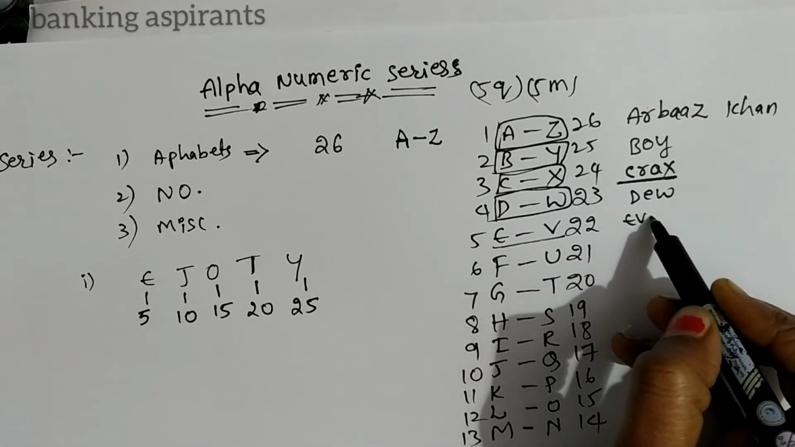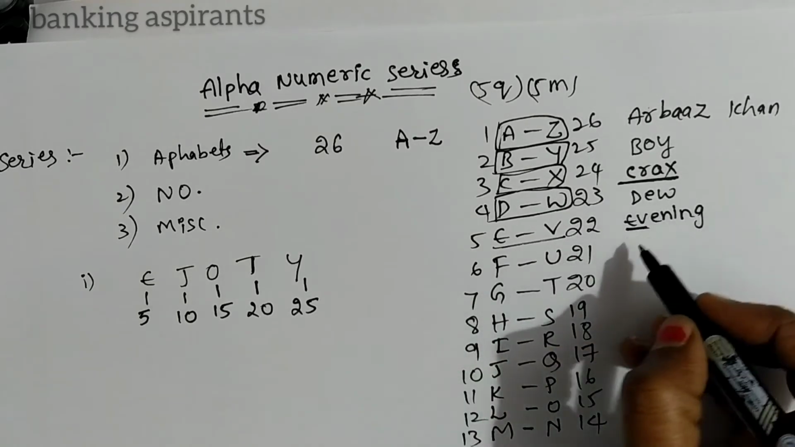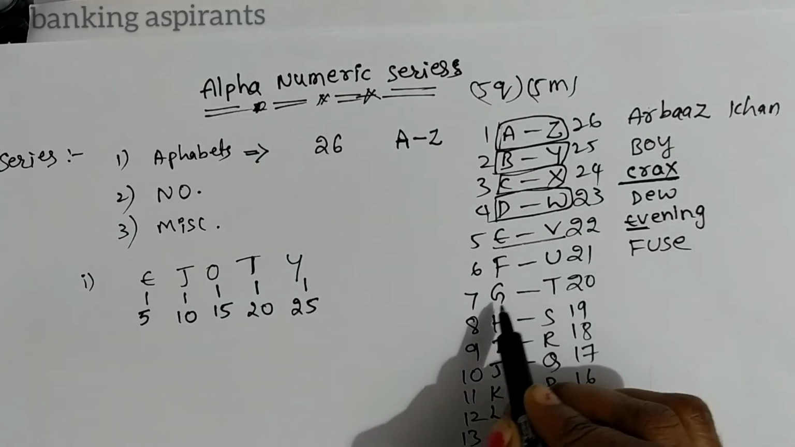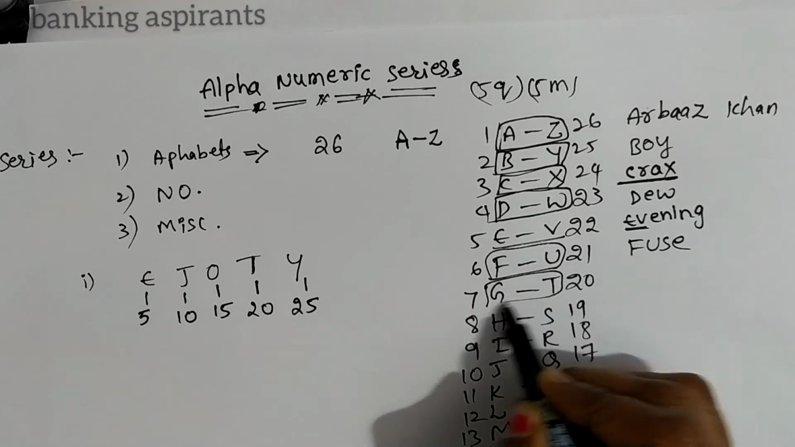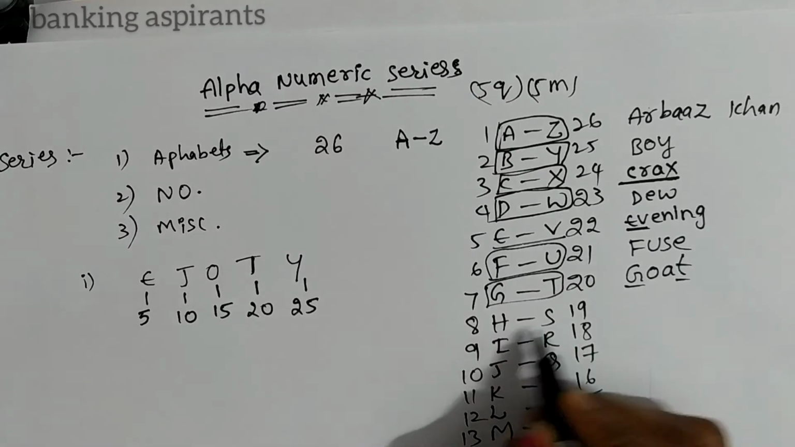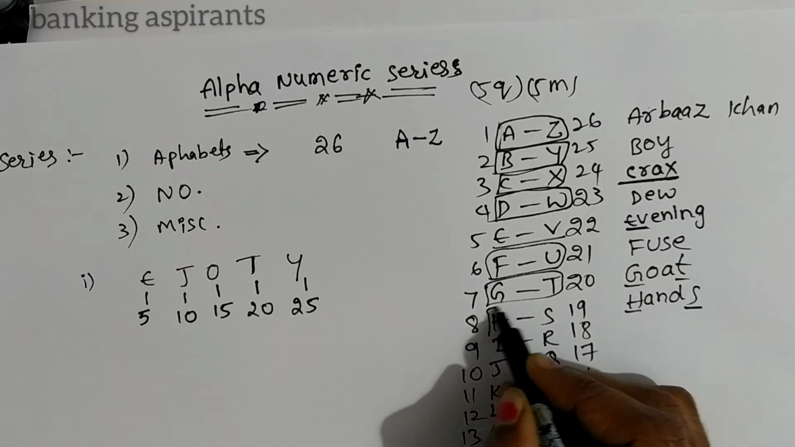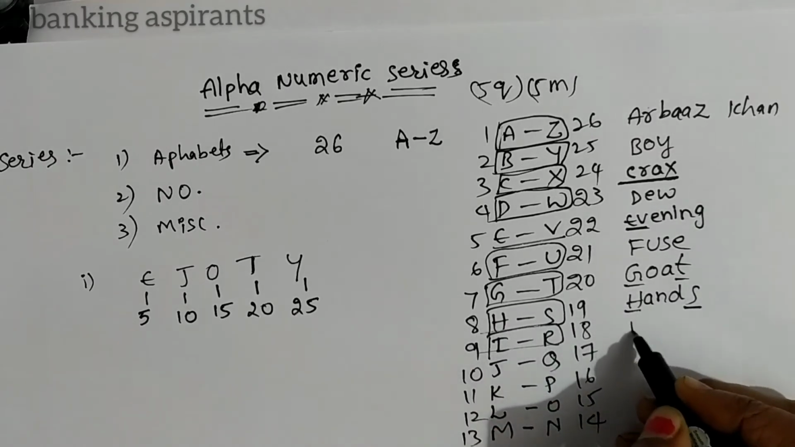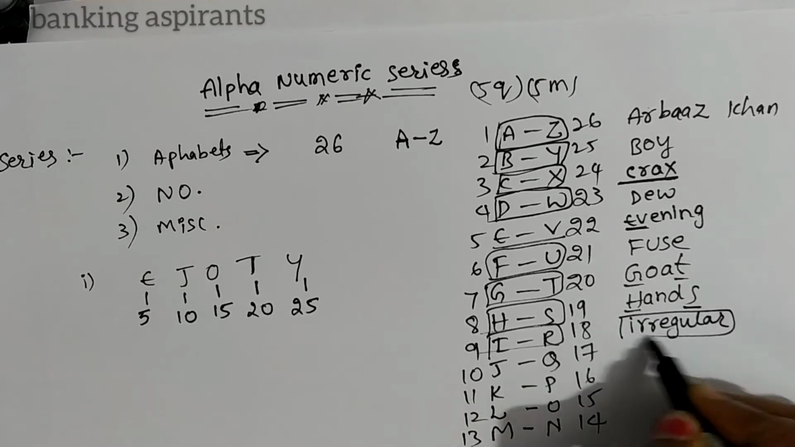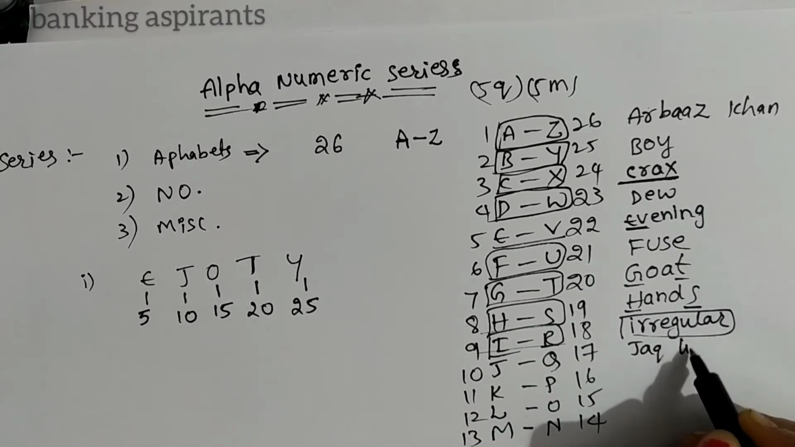EV, evening. And F-U, Fuse is a famous chocolate brand. G for goat, this we also know from childhood. GT. H for hands, H and S. IR, irregular or irritate, anything. I and R. JQ, Jacqueline.